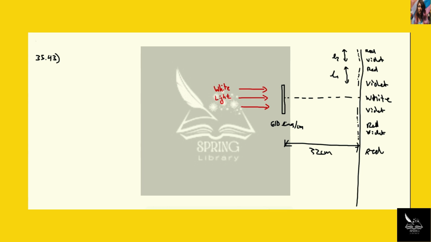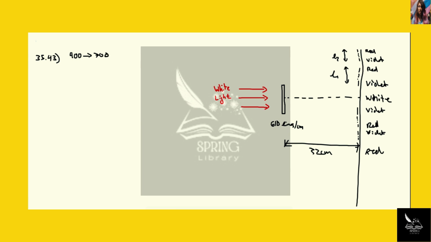Okay, so we're in chapter 35, problem 43. We have this figure where white light passes through a diffraction grating, and first and second order visible spectra, which we consider as rainbows, appear on a wall 32 centimeters away. Each of these first and second order spectra has a width labeled L1 and L2, spanning across the rainbow from red to violet or vice versa.